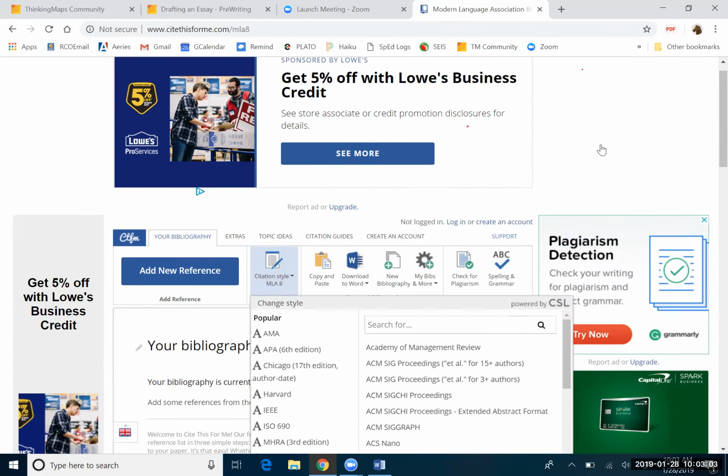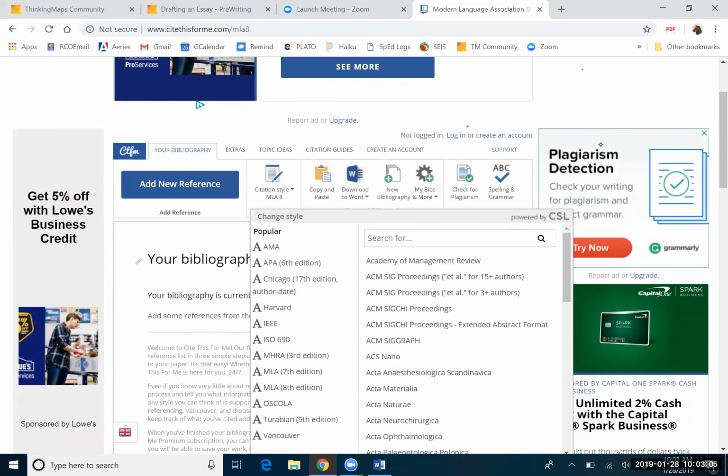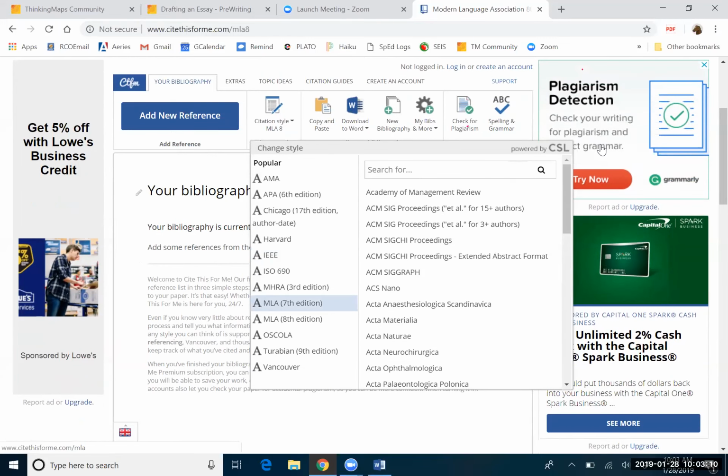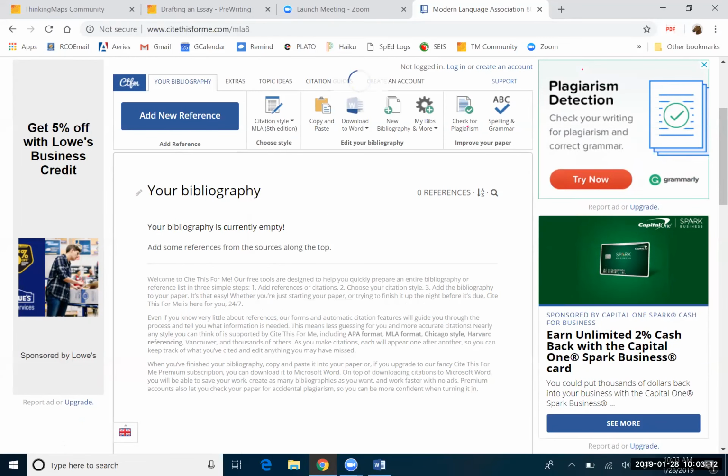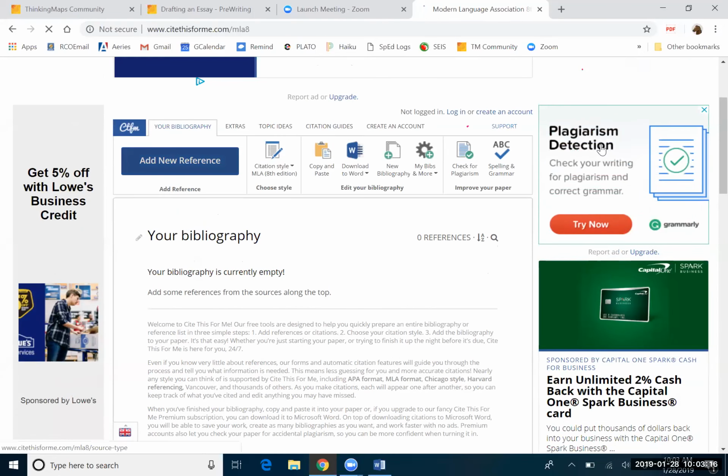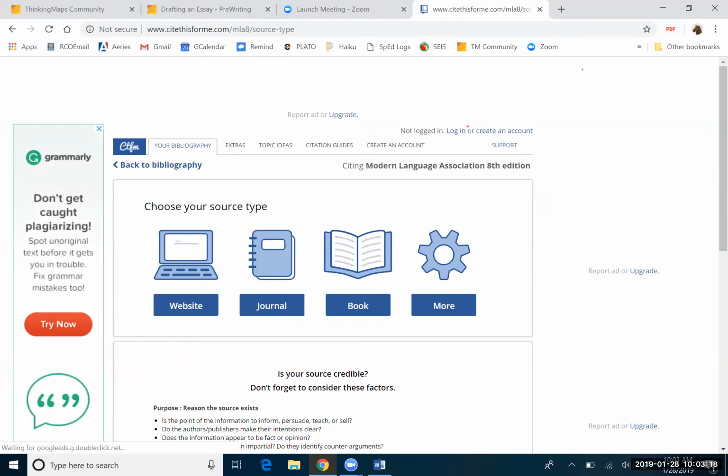Okay. So we're going to choose style up here. We want APA. Where did it go? MLA. There we go. 8th edition. That's the most current one. We've got that going. Okay. And we want to add new reference. So we're going to click here.